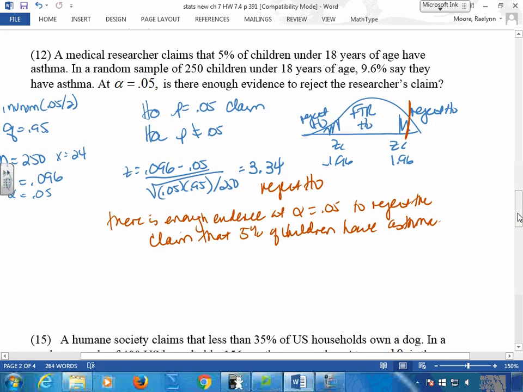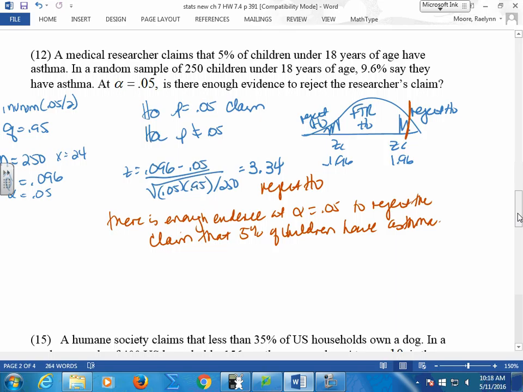Number 12. A medical researcher claims that 5% of children under 18 years of age have asthma. This is his claim. So I flip to the bottom, to the last sentence. Is there enough evidence to reject the researcher's claim? So yeah, that's my claim, and reject tells me H0 or HA. H0 has an equal sign, so my claim should have an equal sign.